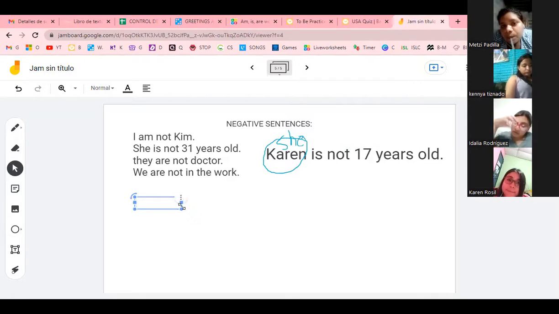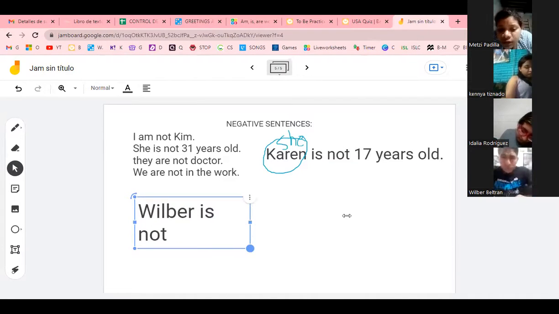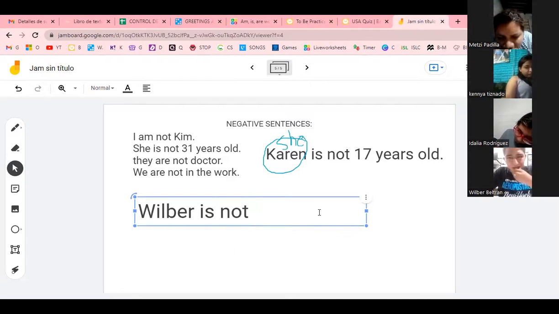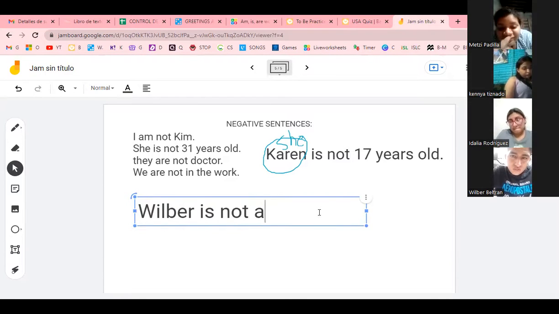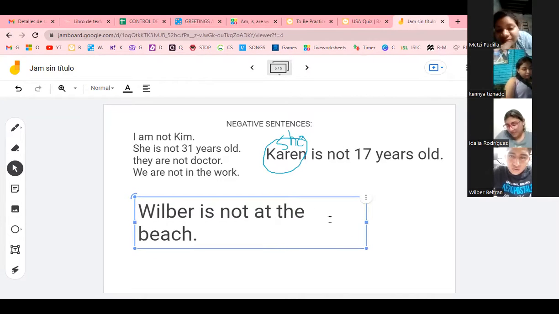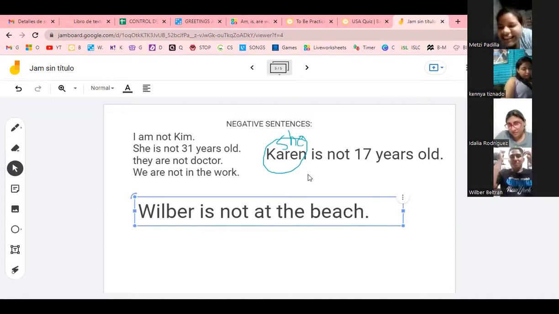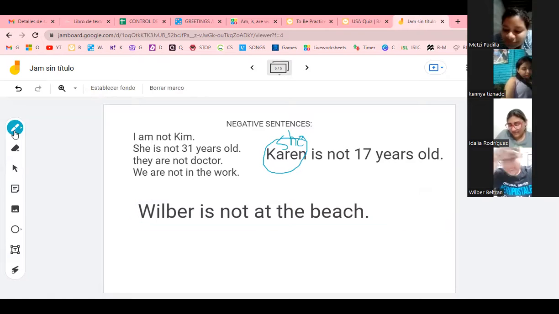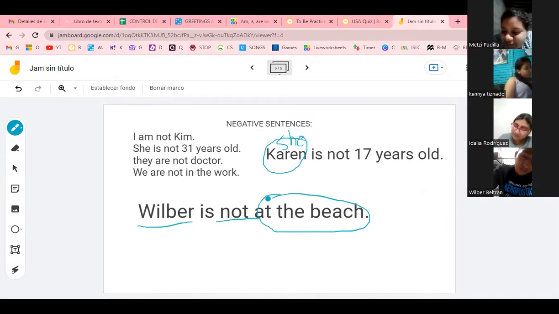Let's go with another one. Wilber, ¿cuál sería el negativo para Wilber? So, the verb to be in negative would be? It's not. Ajá, it's not. Very good. Vamos a ponerle aquí a Wilber un lugar. Que Wilber no está, ¿dónde, Wilber? At the beach. Wilber is not at the beach. No, right now, no. Don't go to the beach. It's too dangerous right now with the rains. Yes. Wilber is not at the beach. Meaning, no, Wilber no está en la playa, right? Very good, very good. So, yes. Do we have any questions?